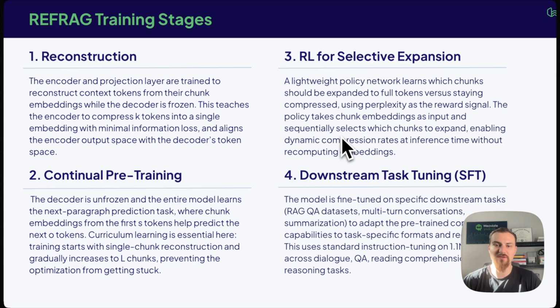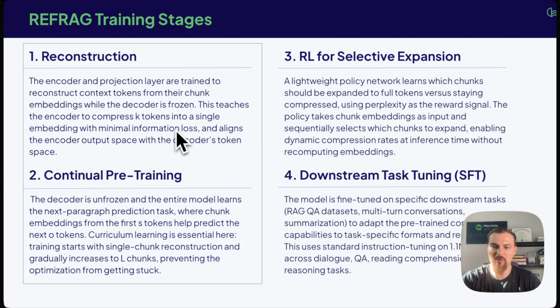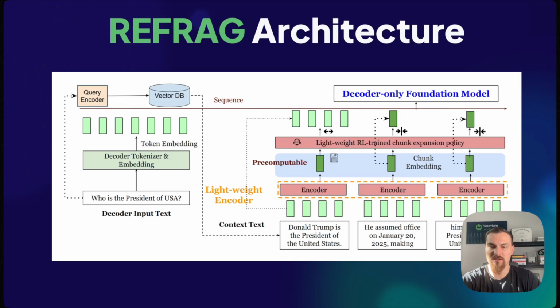So we start off with reconstruction. Reconstruction is where the encoder and projection layer are trained to reconstruct the context tokens from their chunk embeddings while the decoder is frozen. This teaches the encoder to compress K tokens into a single embedding with minimal information loss and aligns the encoder output space with the decoder's token space. As you remember from the architecture picture, this is referring to training this encoder as well as a projection layer.